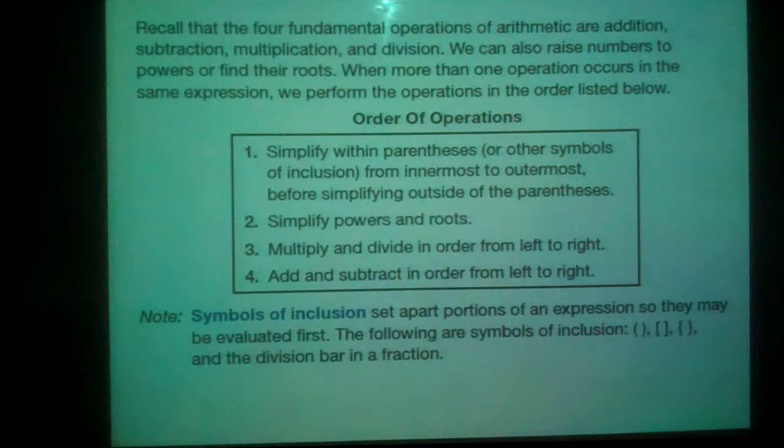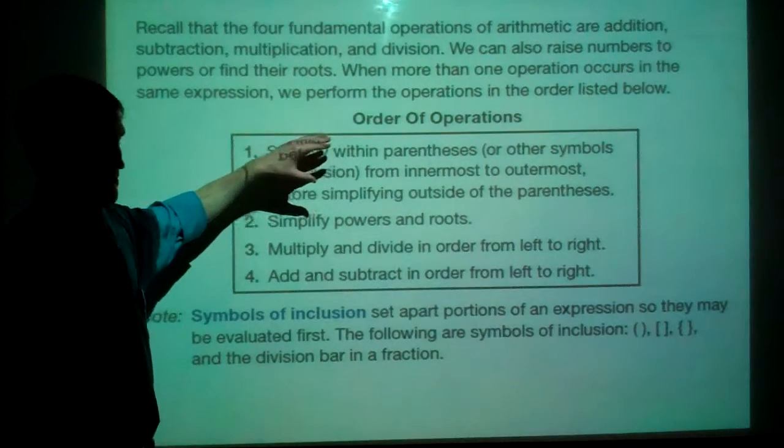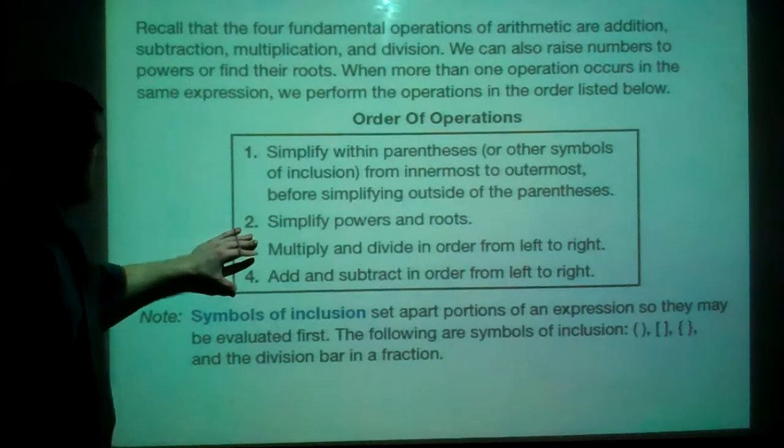It says, recall that the four fundamental operations of arithmetic are addition, subtraction, multiplication, and division. We can also raise numbers to powers or find their roots. When more than one operation occurs in the same expression, we perform the operations in the order listed below. So this is our order of operations. This is what we're talking about today.